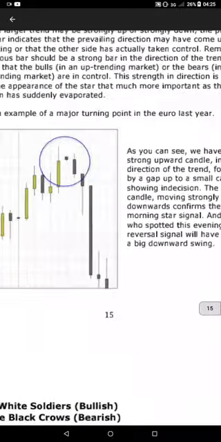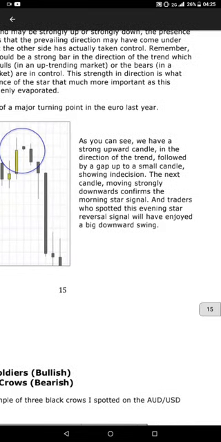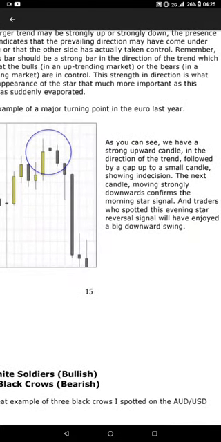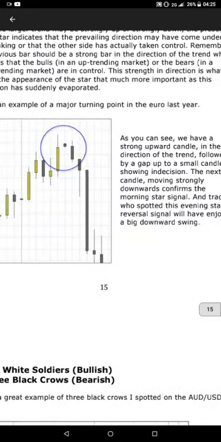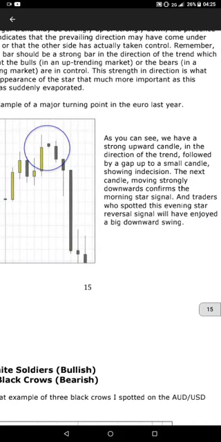Let's proceed, guys. As you can see, we have a strong upward candle in the direction of the trend, followed by a gap up to a small candle showing indecision. The next candle moving strongly downwards confirms the evening star signal, and traders who spotted this reversal signal will have enjoyed a big downward swing.